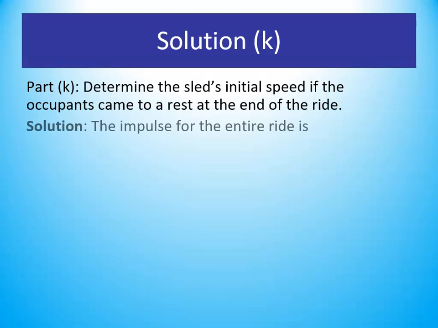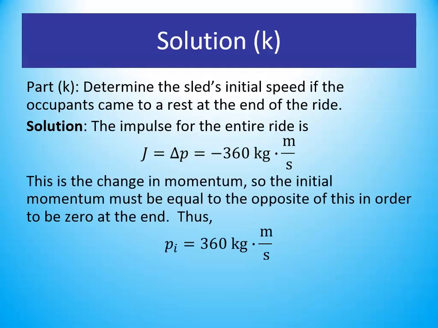Let's look at it from an impulse momentum standpoint. We know that the impulse for the entire ride is negative 360 kilogram meters per second. Well, that's the change in momentum. So if we want the riders to come to rest at the end, that means their initial momentum must have been 360 kilogram meters per second, because obviously their final momentum is 0. PF equals 0. I forgot to write that down. So if PF equals 0, and delta P is negative 360 kilogram meters per second, because that's the area under the whole graph, which we calculated in part H, that means P initial is 360 kilogram meters per second. That is 360 newton seconds.